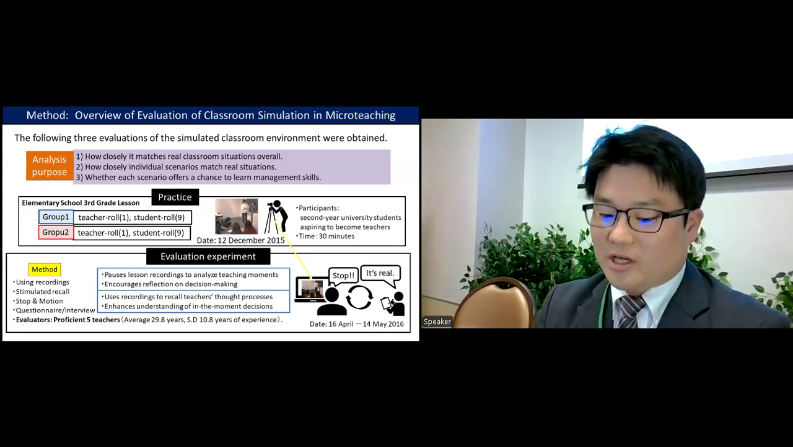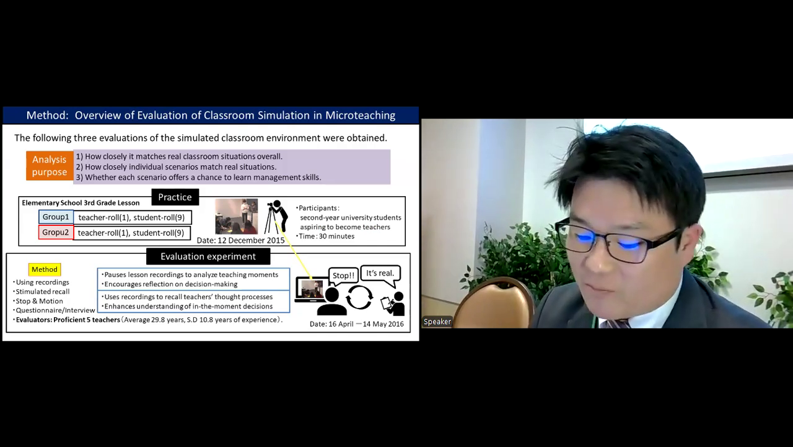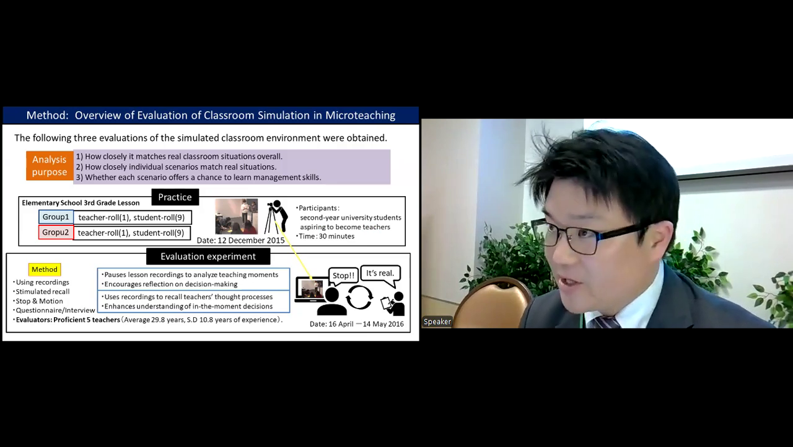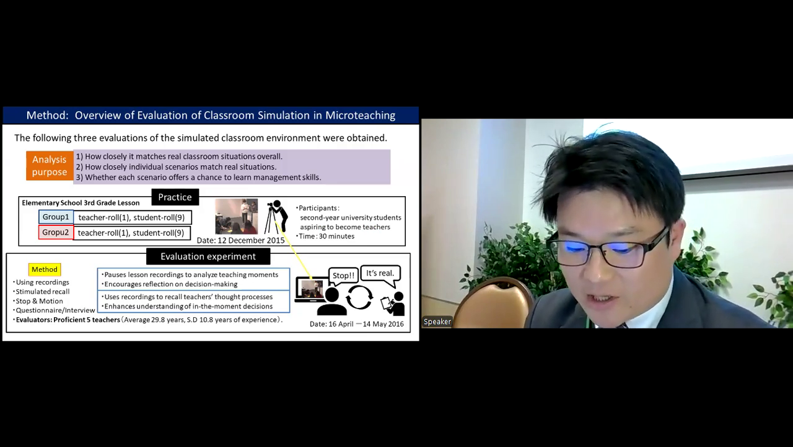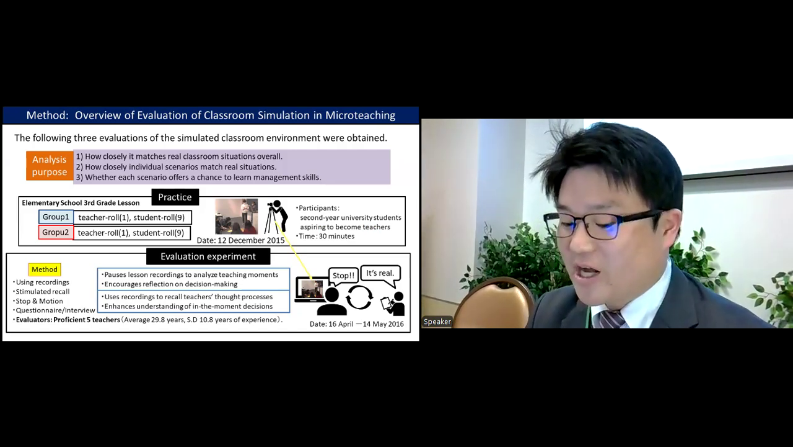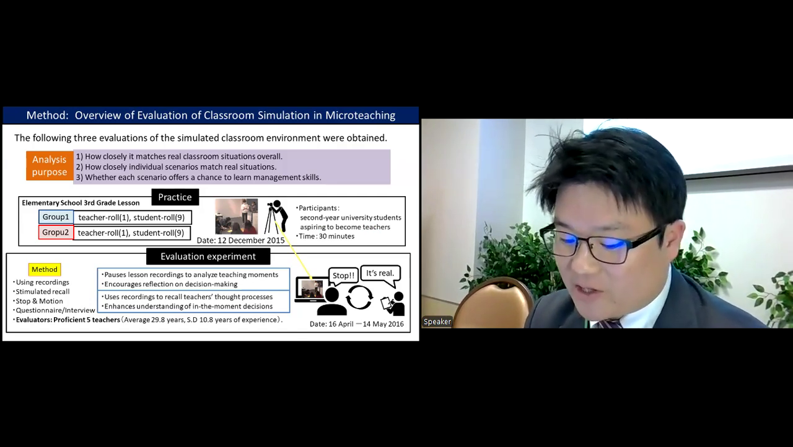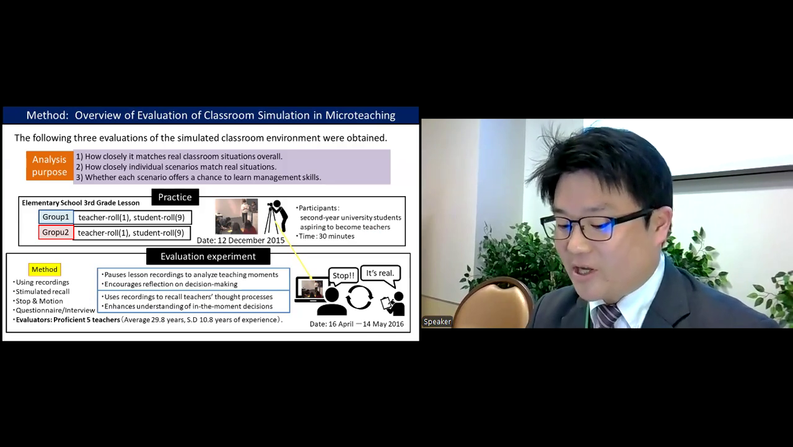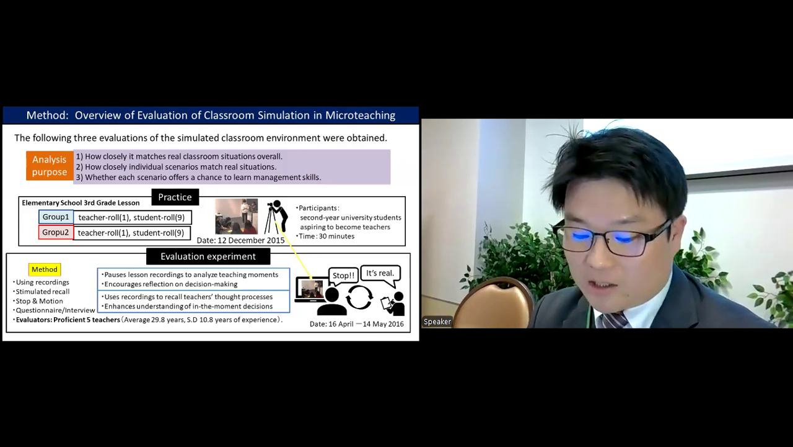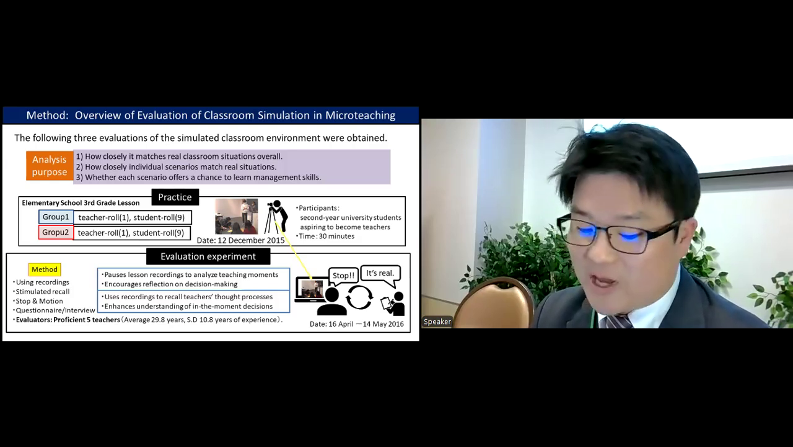This is the method of the evaluation. The evaluation focused on three main criteria: realism, skill development, and effectiveness. Realism is the extent to which the simulated scenario resembles real classroom dynamics. Skill development is the opportunity provided to practice essential management skills. Effectiveness is the ability of the candidates to respond to and manage unexpected behaviors.